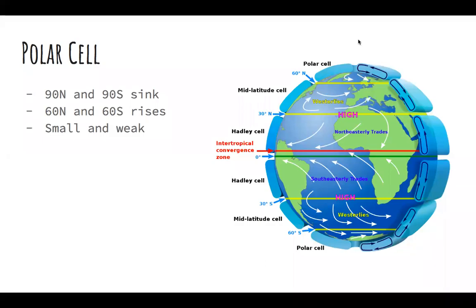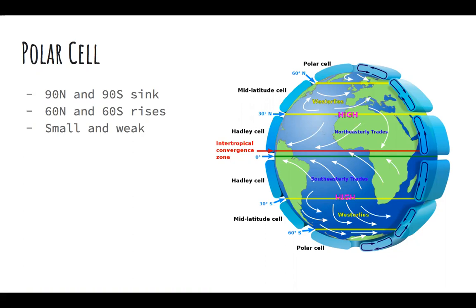All right, so before I start talking about the polar cell, I just want to do a quick overview of the Hadley cell because I'm going to use that as my model. So the Hadley cell ultimately explains the occurrence of precipitation and evaporation, as well as the rise and fall and the warming and cooling of air masses.